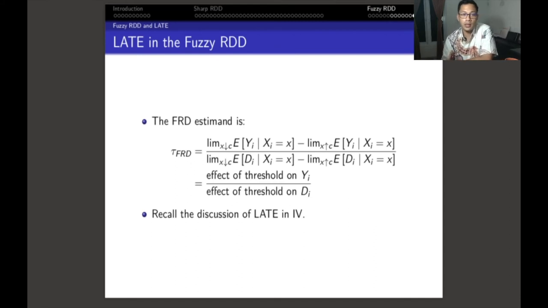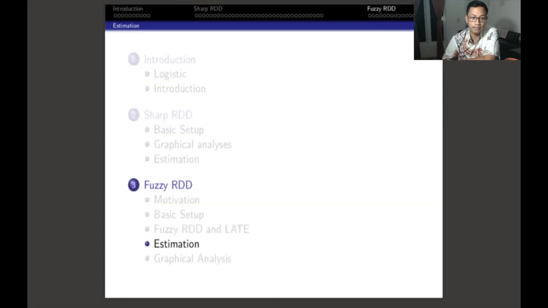So we're interested in the fuzzy regression discontinuity estimate, which is the expected difference in outcomes to the left and to the right of the cutoff point, divided by the expected difference in the probability of receiving treatment to the right and to the left of the cutoff. So basically, we want to investigate the ratio between the effect of the threshold on the outcome and the effect of the threshold on the probability of receiving the treatment. This is going to be the estimated impact of the fuzzy regression discontinuity design.